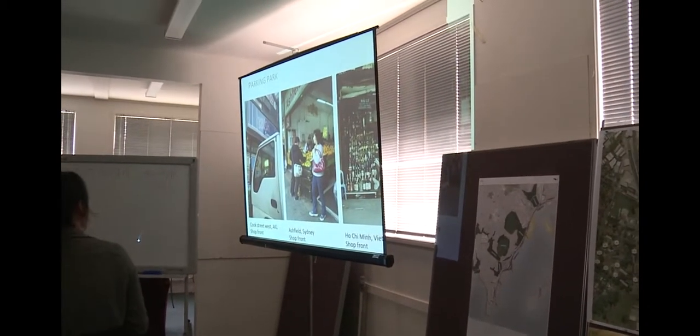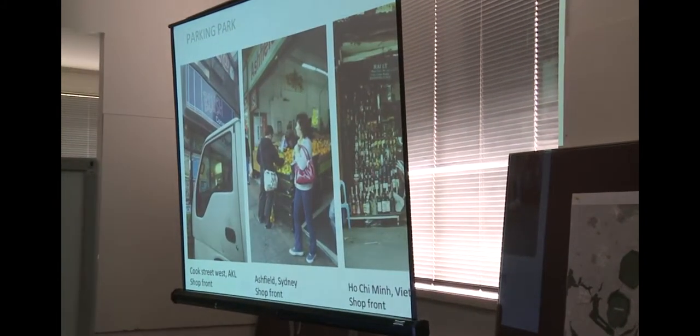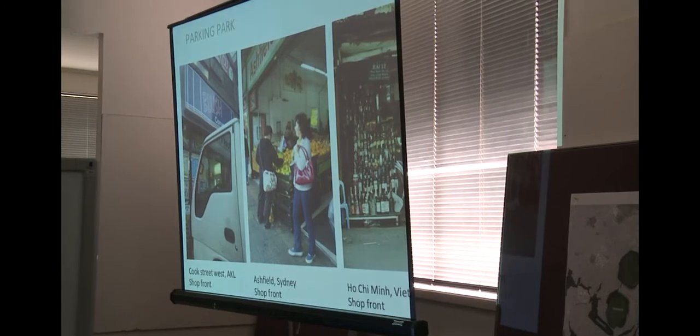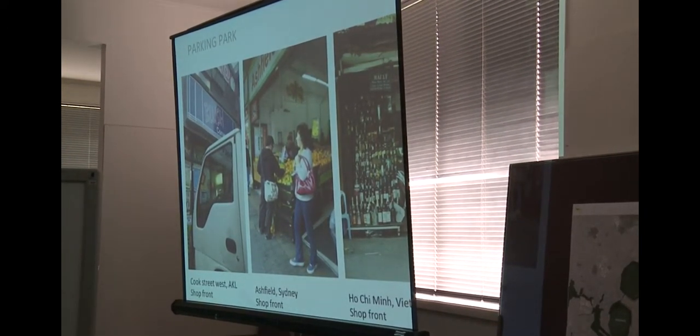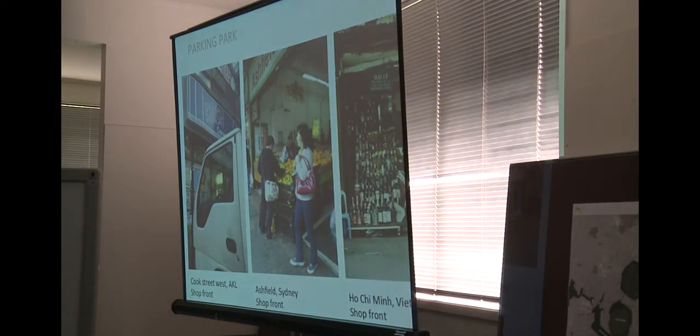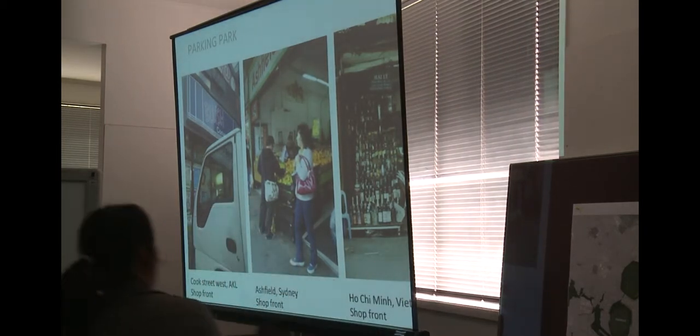And we can see from this image, this is the existing situation in Cook Street West. Imagine how slick you need to be to get around this area and go into the shop. And the image on the left, this one, we can see the whole image.